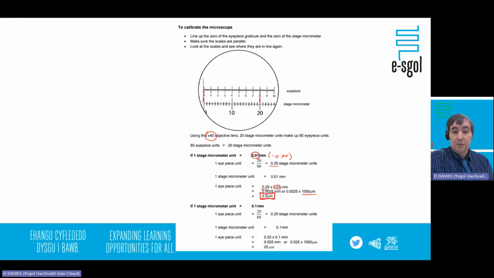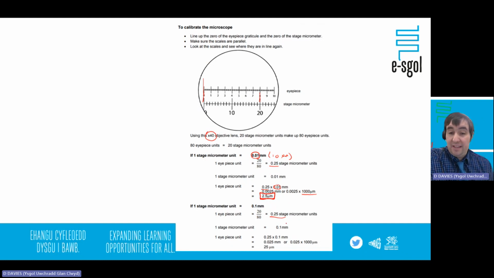So equally now, we're going to try with the larger stage micrometer. If my stage micrometer now is 10 mil long as opposed to 1 mil long, that means each of these divisions is 1 millimeter. So exactly the same again. I've got 20 SMUs, stage micrometer units, divided by 80 EPUs, eyepiece units, which gives me the same amount. That's quite heartening, isn't it? So we've worked it out the same.